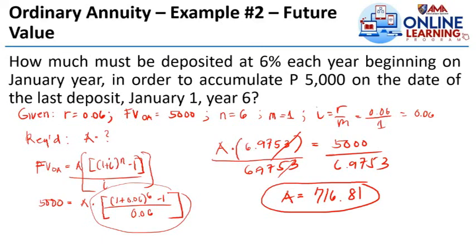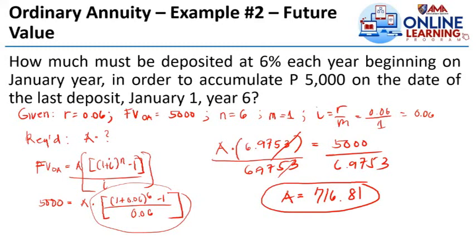So our FVOA is 5,000, equals A, which has no value because that is what we are looking for: how much we should deposit to earn 5,000. So that is A times the quantity of 1 plus 0.06 raised to 6 minus 1 over 0.06. So I evaluate the enclosed part, then multiply it by A, then swap places because I want A on the left side.